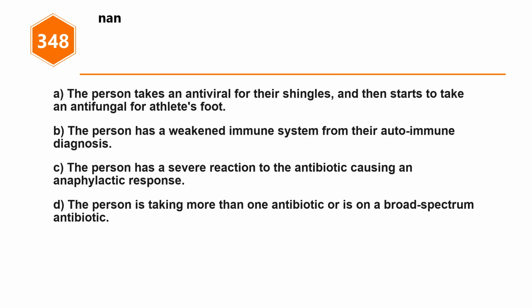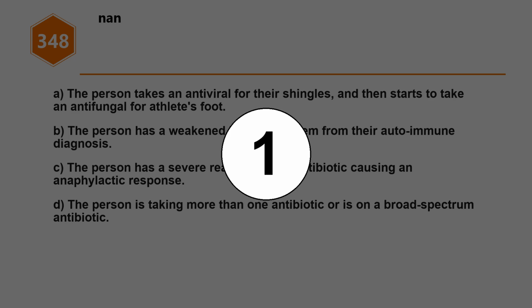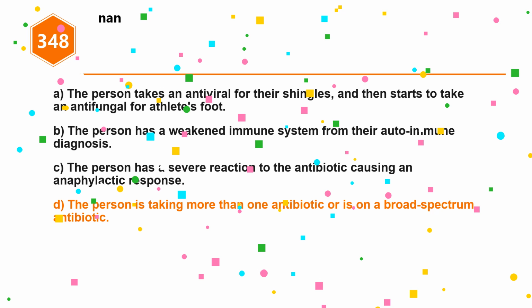Question 348. Option A. The person takes an antiviral for their shingles, and then starts to take an antifungal for athlete's foot. Option B. The person has a weakened immune system from their autoimmune diagnosis. Option C. The person has a severe reaction to the antibiotic causing an anaphylactic response. Option D. The person is taking more than one antibiotic or is on a broad-spectrum antibiotic. The correct answer is option D. The person is taking more than one antibiotic or is on a broad-spectrum antibiotic.